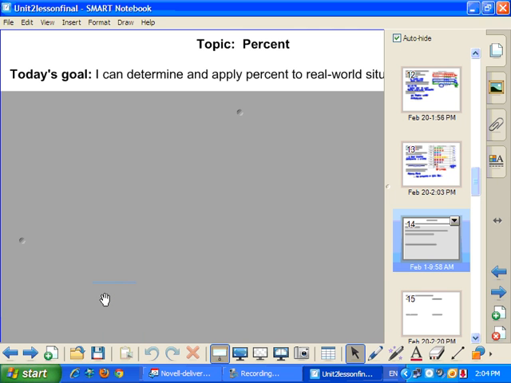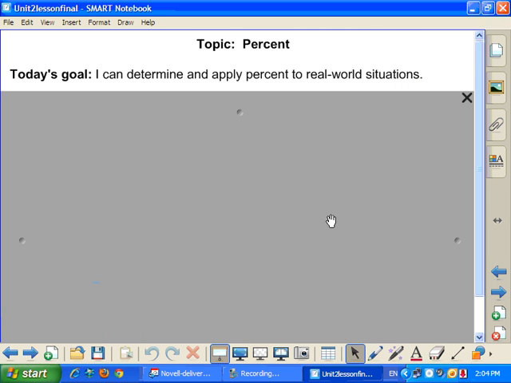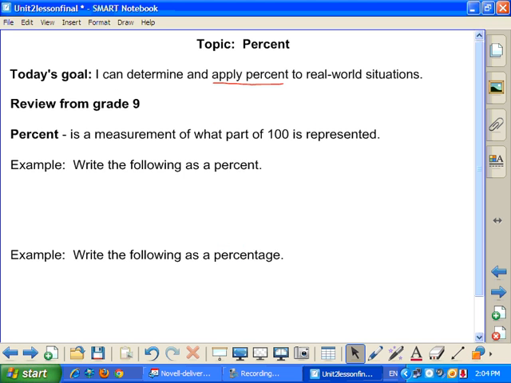Okay, hello and welcome to our topic today, and that is percent. So today we're talking about percent. And what's the goal? I can determine and apply percent to real-world situations. So I want you to be able to apply percent. We talked about it in the grade 9 course. Just a quick review because we need this skill in the current unit that we're in.